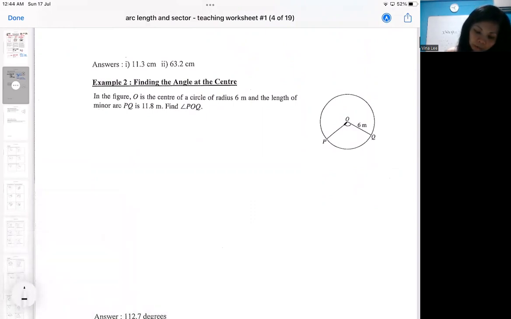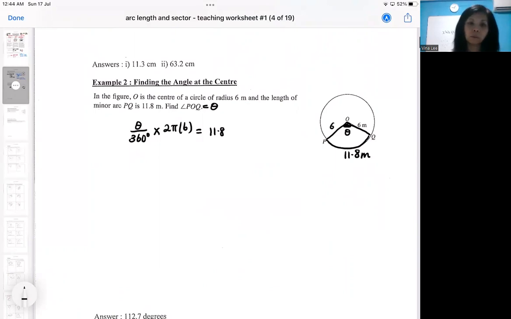In this question, take note, the radius is everywhere. This is the radius, and I'm interested in finding the angle. You can use a notation for the angle. The arc length here is 11.8. Basically you use the same formula. So the fraction multiplied by 2 pi r is equal to 11.8.